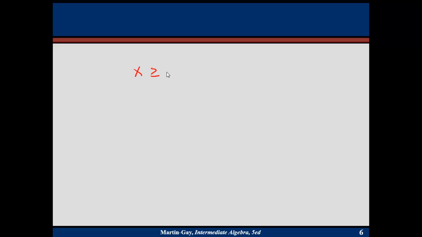So it's greater than or equal to 2, and it's less than or equal to 4. And remember those "and" inequalities, you may also see those written like that. Okay, so let's look at the graph on this. So we have 0, we'll call this 2, and we'll call this 4.